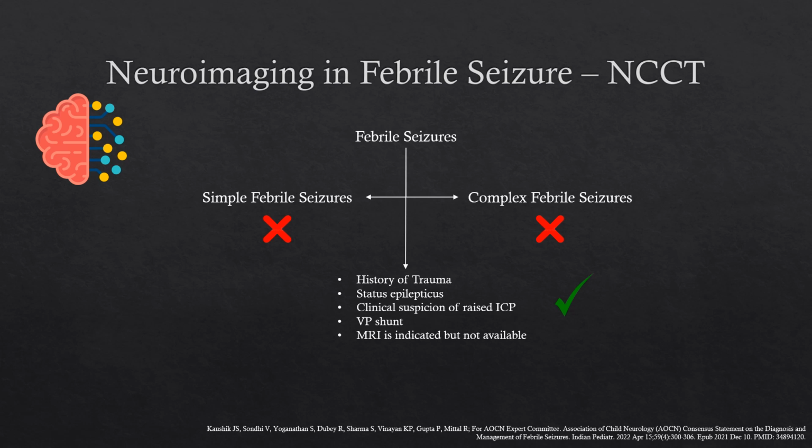If there is any clinical suspicion of raised ICP, it may lead to impending brain herniation. If there is any VP shunt, that means shunt meningitis, it may lead to shunt blockage and hydrocephalus. And if the MRI is not available, so in all these conditions, a non-contrast CT scan of the brain is indicated.